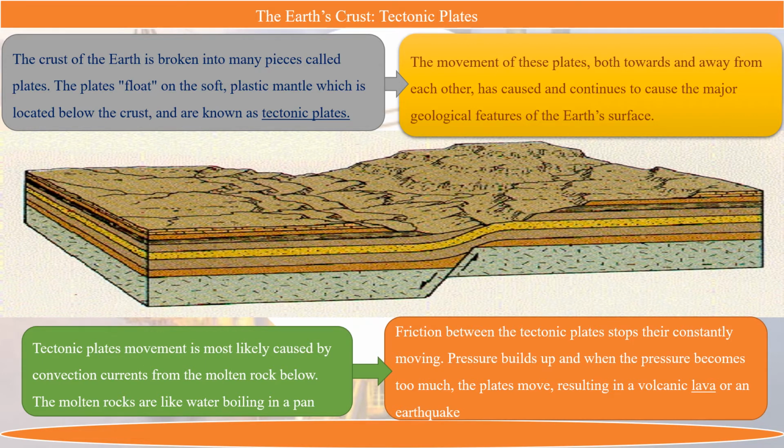Tectonic plate movement is most likely caused by convection currents from the molten rock below. The molten rocks are like water boiling in a pan, constantly moving and bubbling, with the hottest liquids rising to the top and the coolest moving to the bottom. Friction between the tectonic plates stops their constant moving. However, over time, pressure builds up, and when the pressure becomes too much, the plates move, resulting in a volcanic lava or earthquake.